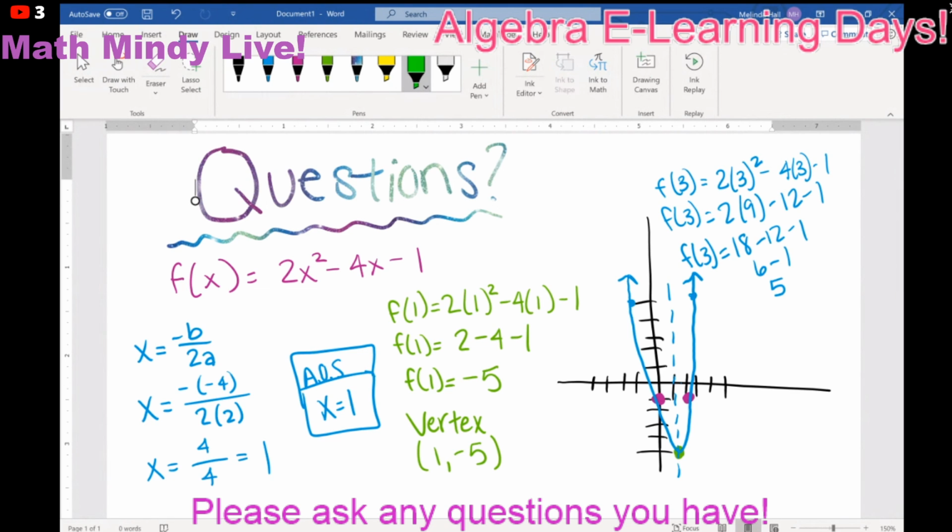And this graph would be increasing from 1 to infinity and would be decreasing from negative infinity to 1.